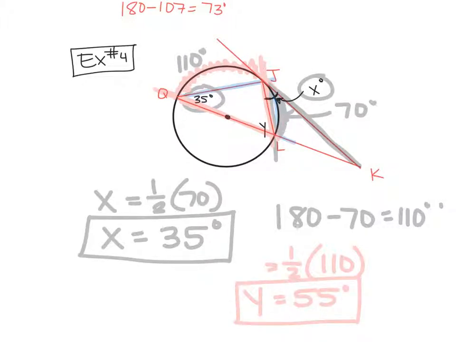Does anyone see a different way you could have gotten there? Angle QJL is 90 degrees. Right. So this angle here, QJL, is 90 degrees because it opens up to a diameter or a semicircle. So if that arc is 180, then the angle is 90, right? And then you have 35, 90, and y that are making a triangle. So you could subtract from 180 there as well. Okay? Any questions on that?